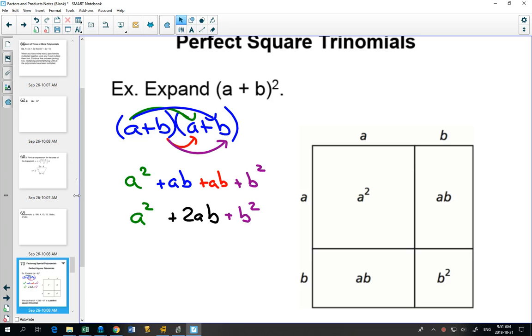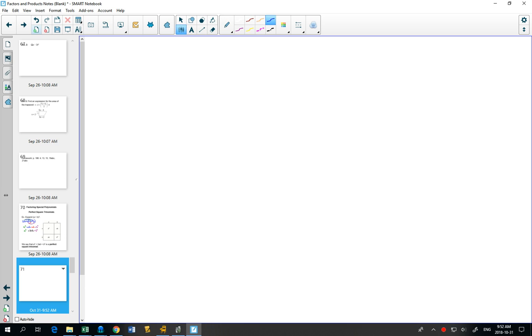And here is an area showing a plus b times a plus b and why it would be that as well. So what's interesting is that the middle two terms are identical, ab and ab. The question is, does that always happen when you square something? So you don't have to write this down, but let's square x plus 3 and x plus 3 and see if those middle two terms are the same.